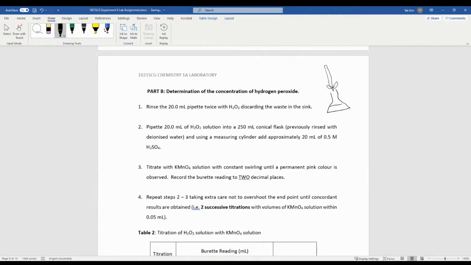So previously over here it was fast, and then this was permanganate, and then this was known and this was unknown, right? But now in part B, you're gonna put hydrogen peroxide.